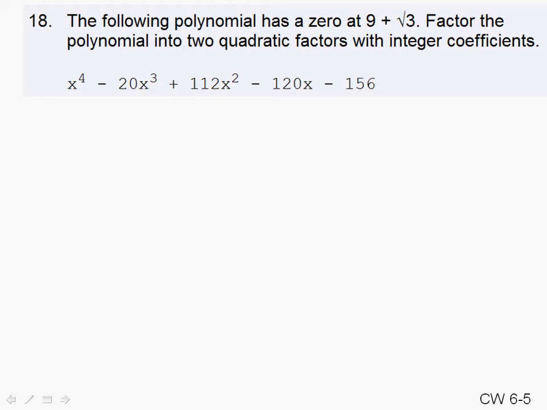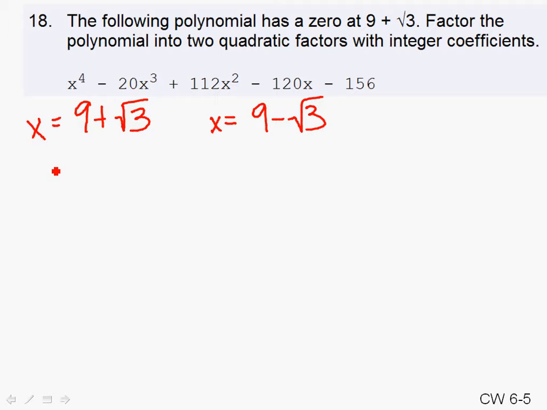In order to do this, we can use 9 plus the square root of 3 and 9 minus the square root of 3. We know that if one of the zeros is at 9 plus the square root of 3, another 0 must be at 9 minus the square root of 3.